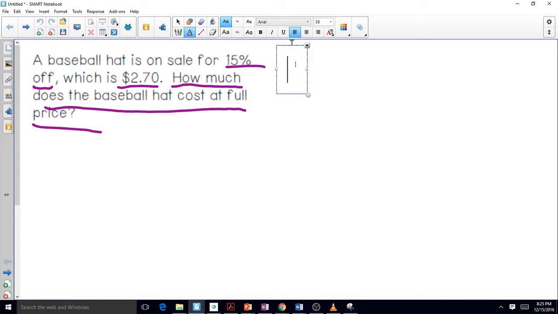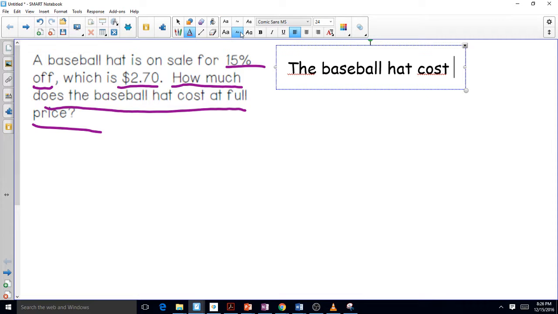That being said, for my number sentence to help me solve this problem, the baseball hat cost, we're going to have a dollar amount at full price. Now, I know when I'm dealing with these problems, I always have a percentage and I always have a situation.